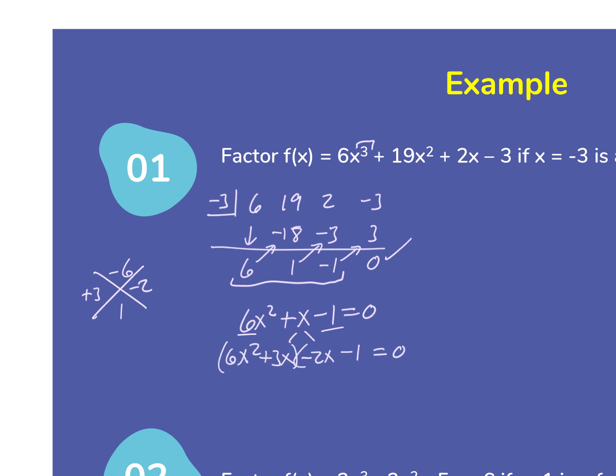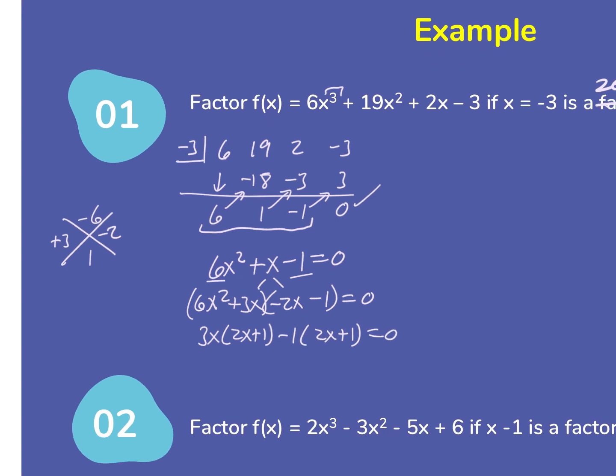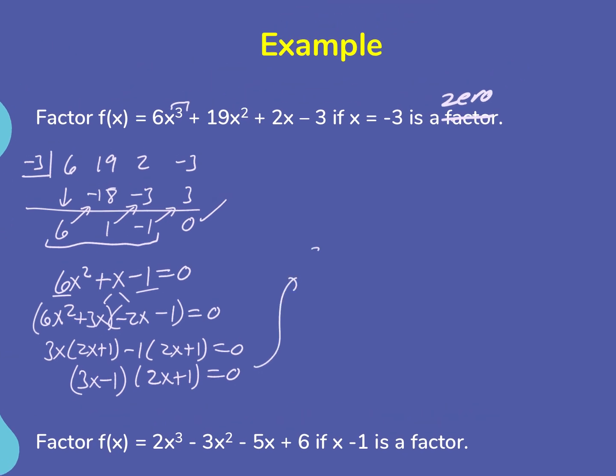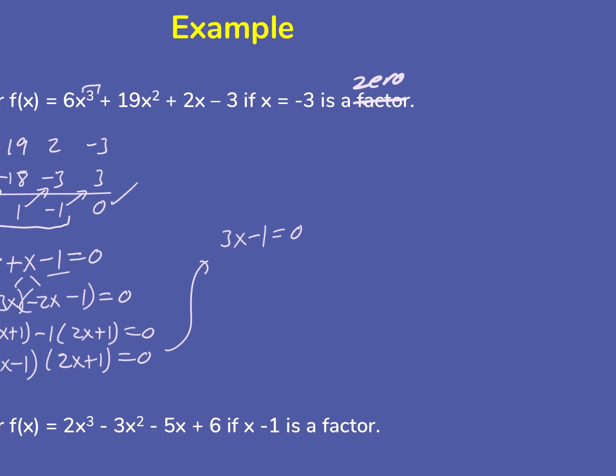And then group. Over here we can take out a 3x, and you're left with a 2x plus 1. Take out a -1, and you're left with a 2x plus 1. All right, so we get 3x minus 1 and 2x plus 1. And now we set each of these equal to 0. 3x minus 1 equals 0, and 2x plus 1 equals 0. And so here we get x equals 1/3, and x equals -1/2.